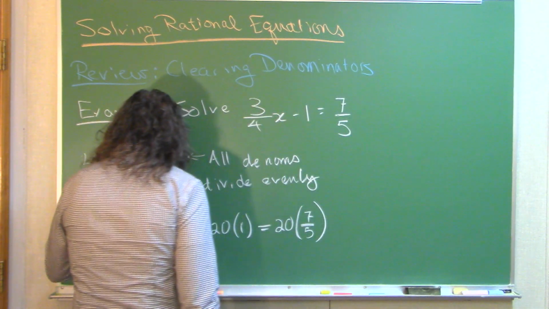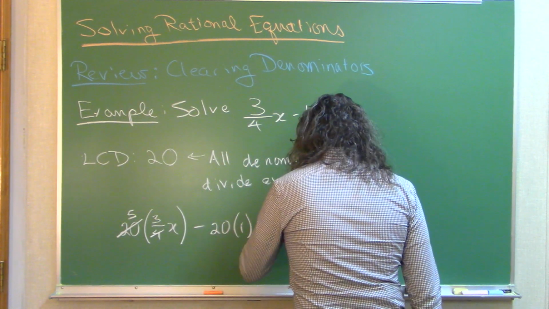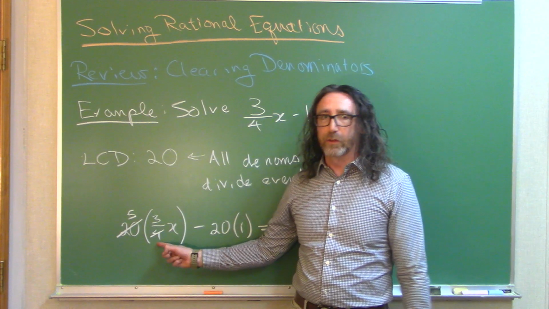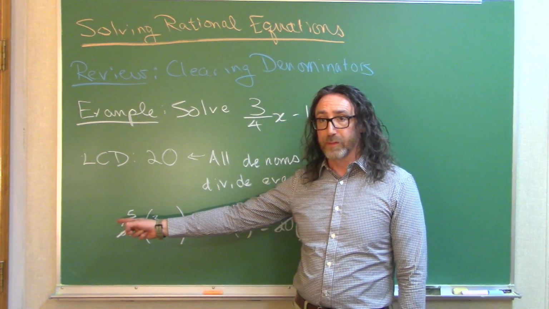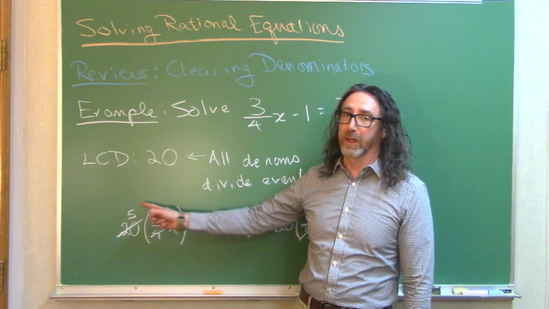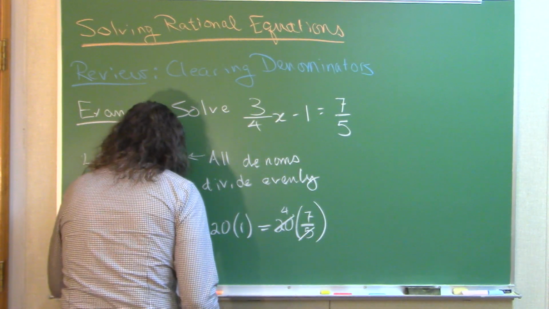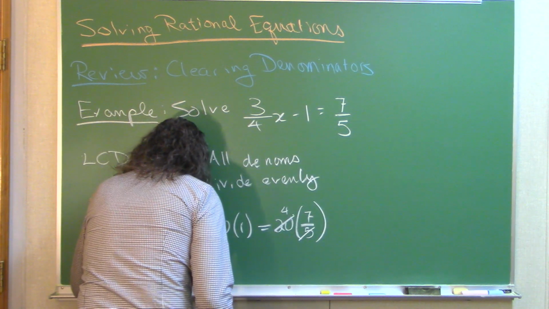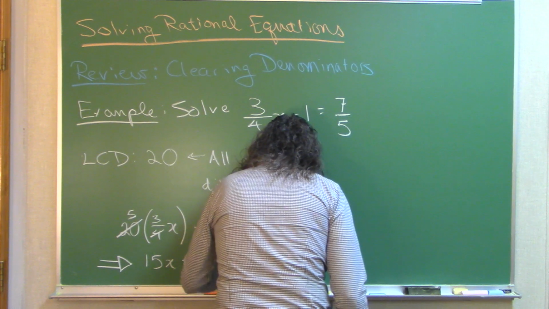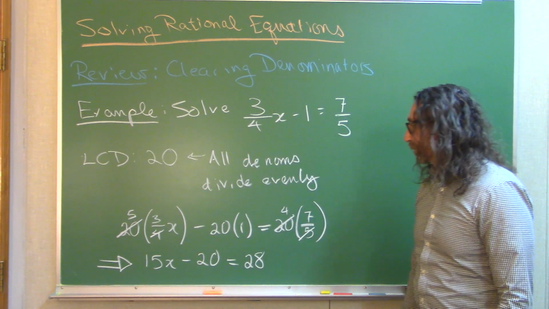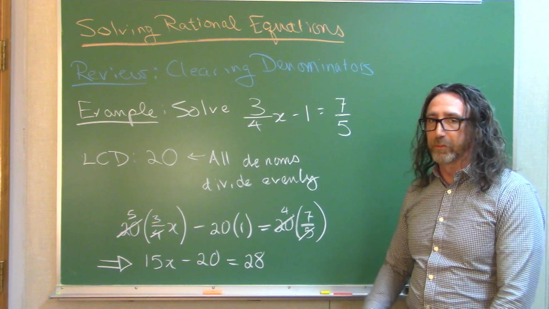Well, the point is this 20 has a factor of 4 living inside. So that factor of 4 living inside the 20 will cancel the 4 in the denominator, leaving me with a 5. Okay, so that first term becomes 15x. That's a 20, and this is a 28, because 4 times 7 is 28.